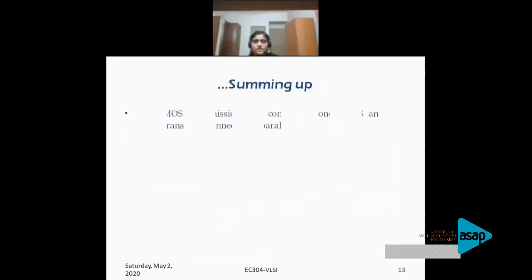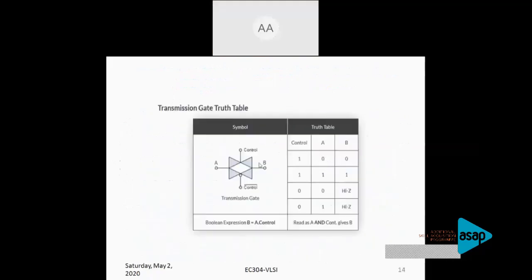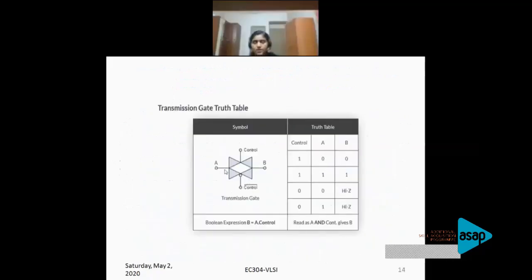So this is a transmission gate truth table. Here I'm having an input as A, output as B. Where you have a bubble here, this is my PMOS. To PMOS I'm giving control bar, and for NMOS I'm giving control. For this transmission gate to be working or active, I should activate both the NMOS and PMOS. I should make on the NMOS and PMOS.